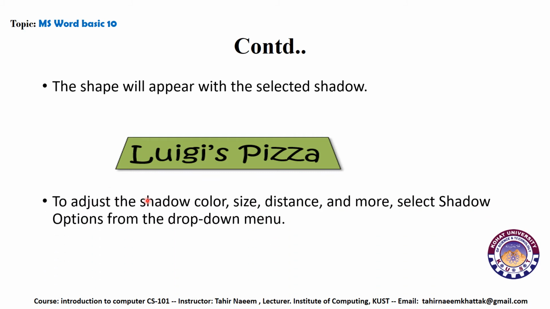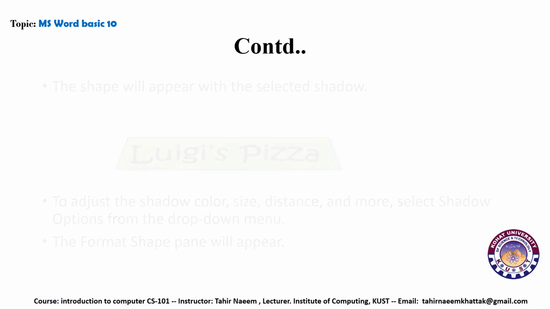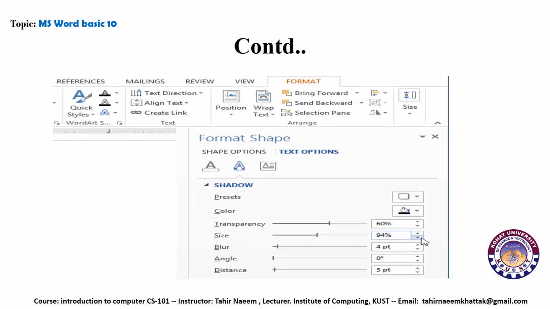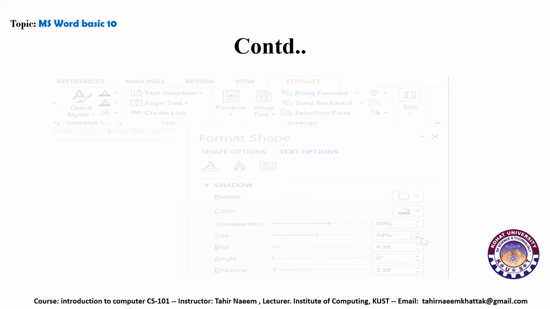To adjust the shadow color, size, distance and more, select shadow options from the drop down menu. The format shape pane will appear. Normally, whenever we click on the format shape, as you can see here, there are various properties present, like presets of color. We can choose colors preset, or the transparency, size, blur, and angle available to us.